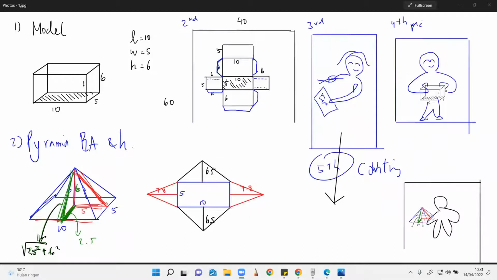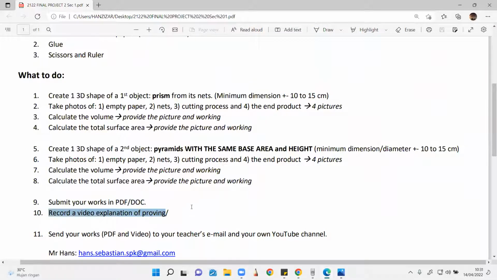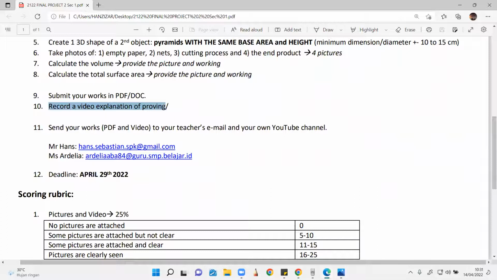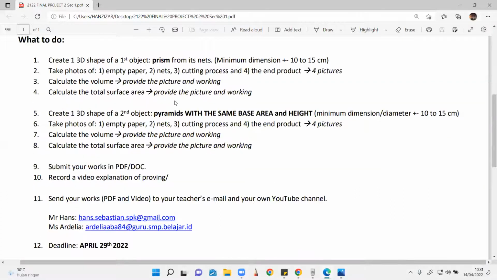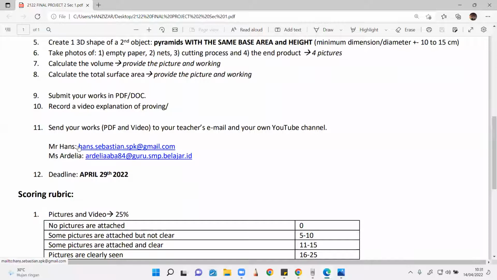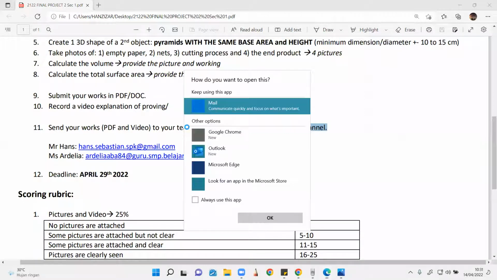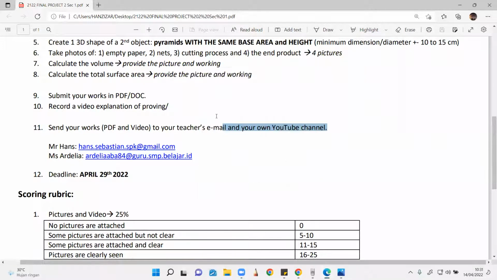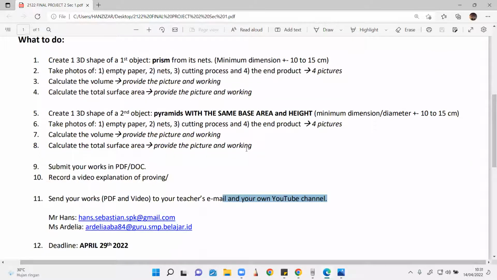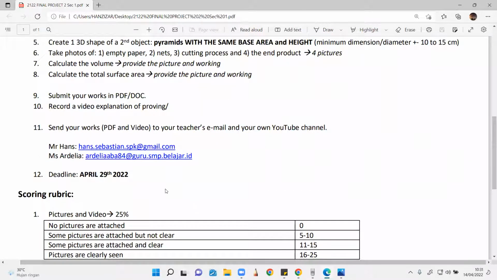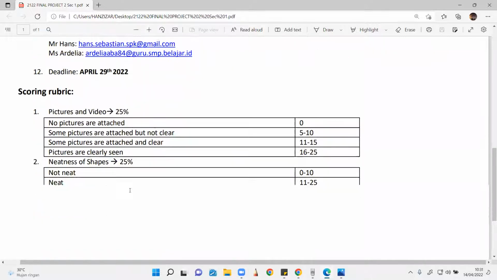Okay. And then what's next is you do the recording, the explanation and proving of the prism and the pyramid. And you can send the link to your YouTube channel to me by WhatsApp or by email. So you send me the email of pictures of your working, and you need to give me the link to your YouTube channel. You cannot make the channel private. It has to be either public or unlisted. Okay, up to you.